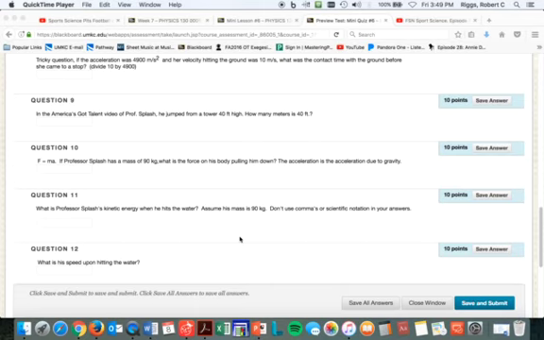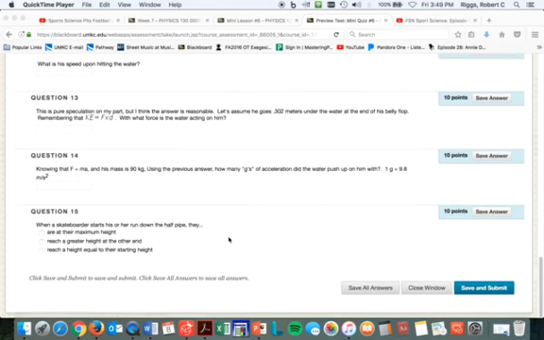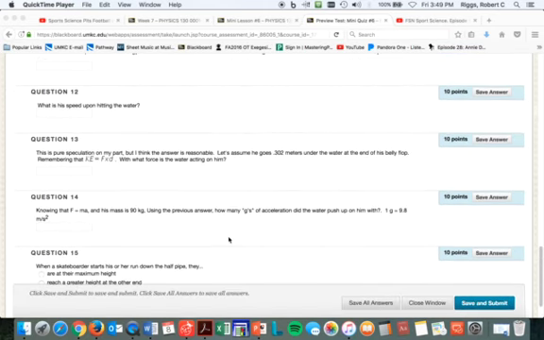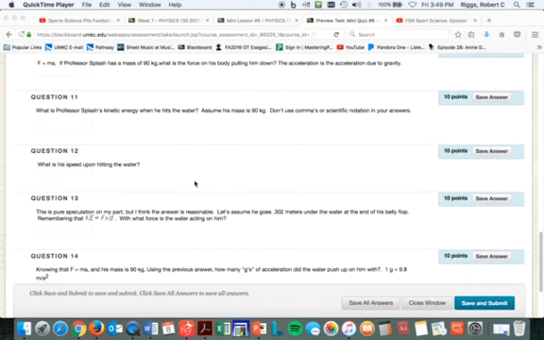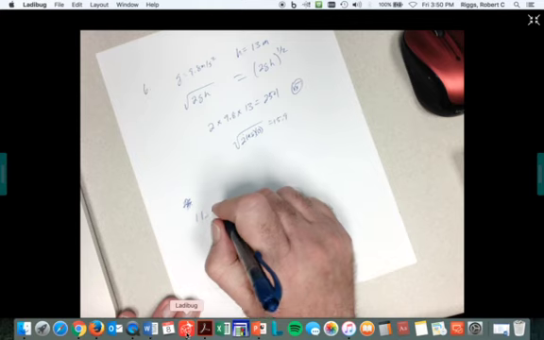But we should switch 11 and 12. That would make it easier. My mistake. Okay, sorry about that. We're going to switch 11 and 12, I promise. So what's the speed when he hits the water? You should know how to do that. When you get to problem 11, it'll be the speed when he hits the water.